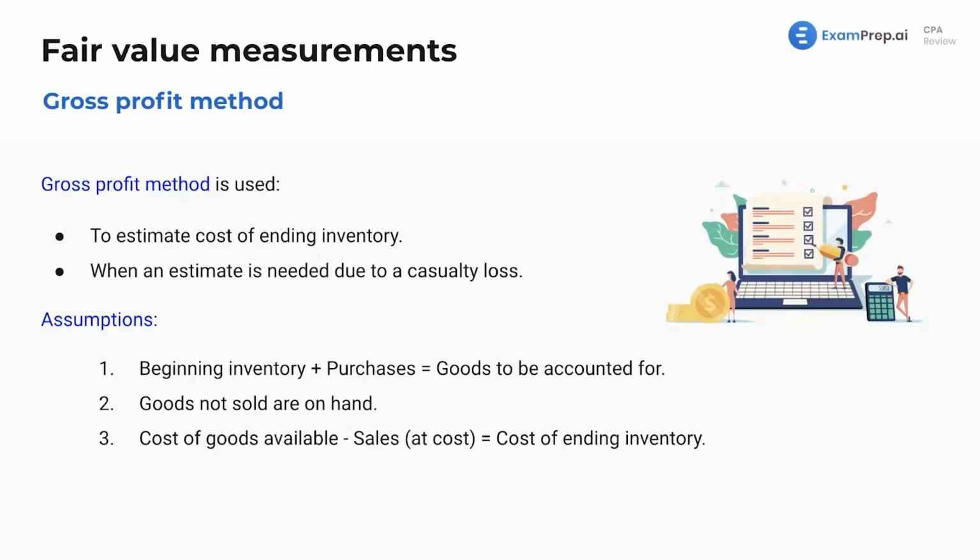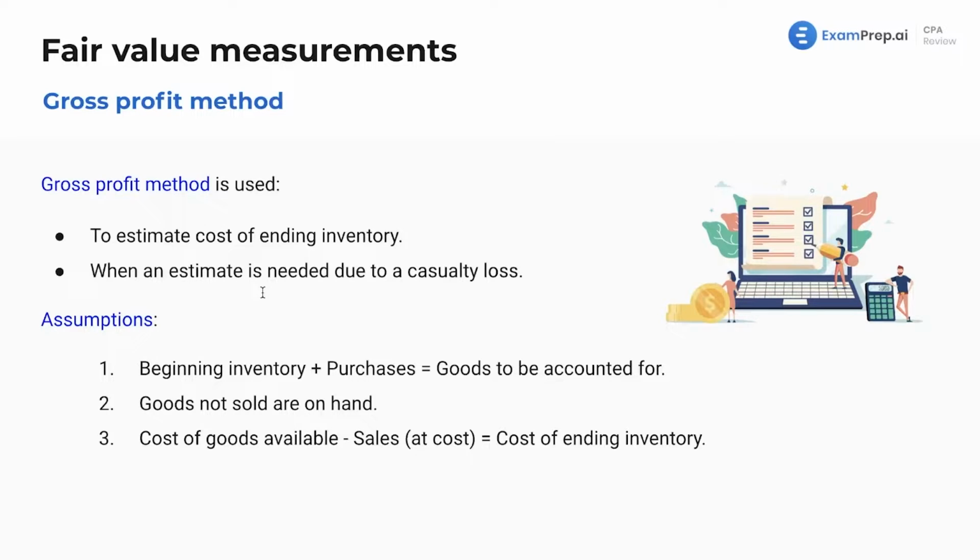The gross profit method, right? We're still dealing with value. This is all inventory. This is purchasing and reselling and dealing with the fair value of different inventory. So the gross profit method is used to estimate the cost of ending inventory. It's used when an estimate is needed due to a casualty loss. All right, so maybe part of our inventory warehouse gets burned down, right?